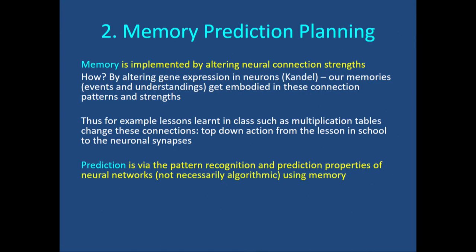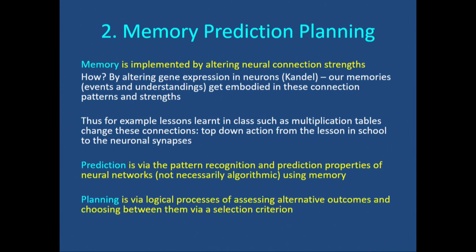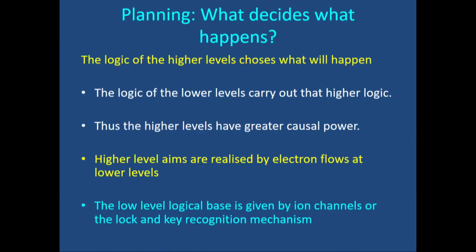Prediction is via the pattern recognition and prediction properties of neural networks, not necessarily algorithmic, using memory, and so the memory feeds back into this prediction. And planning is via logical processes of assessing alternative outcomes and choosing between them via a selection criterion, and that's what I want to focus on.